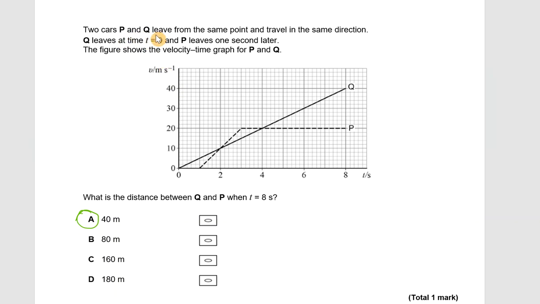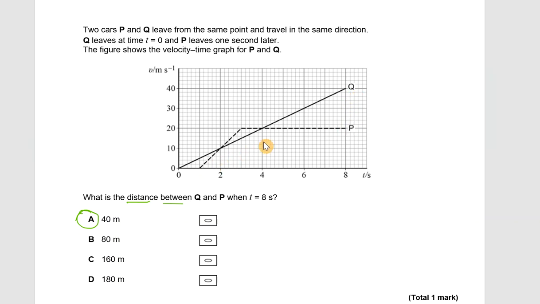Two cars, P and Q, leave from the same point and travel in the same direction. Q leaves at time t equals 0 and P leaves 1 second later. The figure shows the velocity time graph for P and Q. What is the distance between P and Q when the time is 8 seconds?